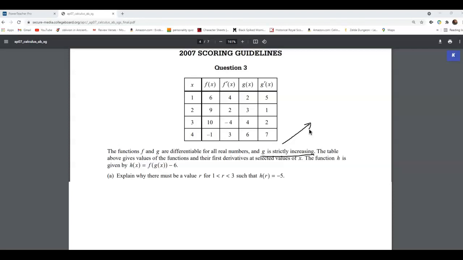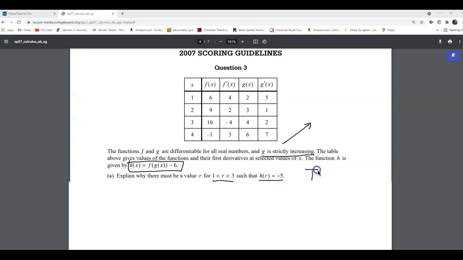The table above gives the values of the functions and their first derivatives at selected values of x. The function h is given by this. That's going to come in handy. Here we go. Explain why there must be a value r, with r between 1 and 3, such that h of r equals -5.